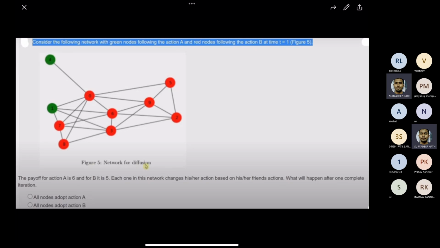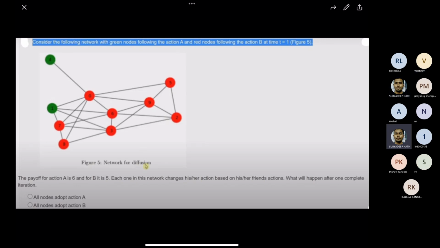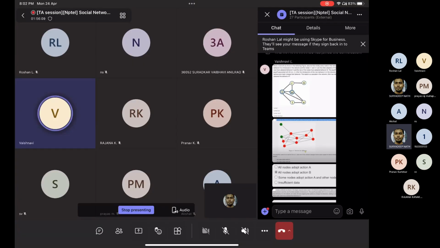But the payoff for red is 5, right? So doesn't the payoff matter here? Yes, it matters, but they are forming a cluster of high density, such that the threshold to penetrate this new action into this cluster is very high. If there were more greens connected to each other, then perhaps this would have infiltrated. But here it is not happening.